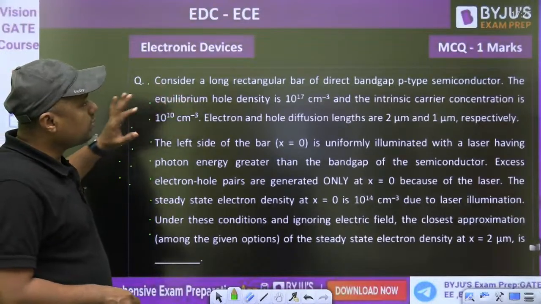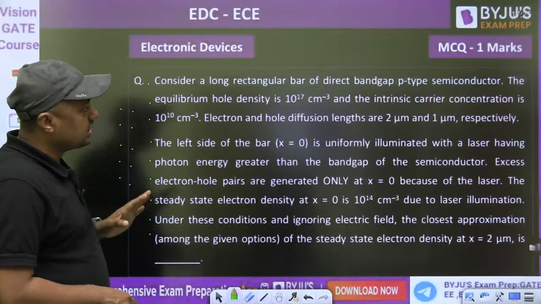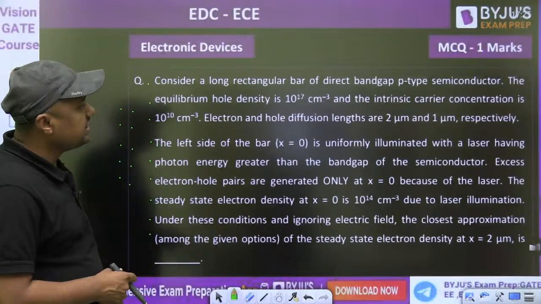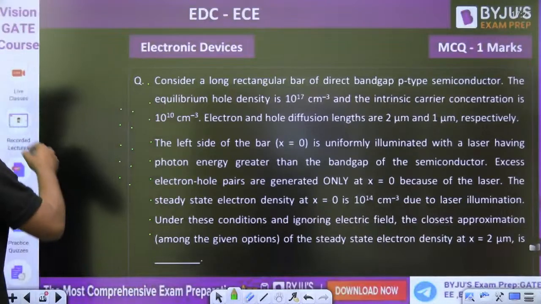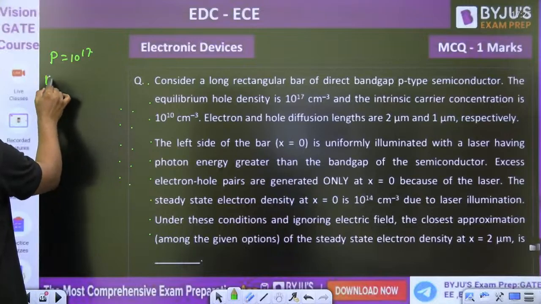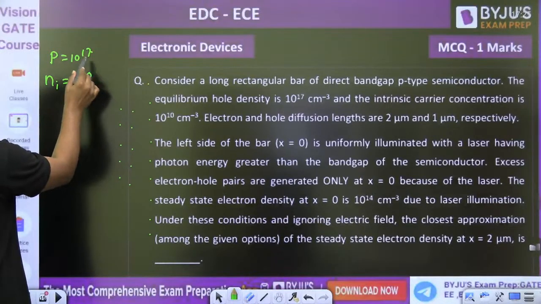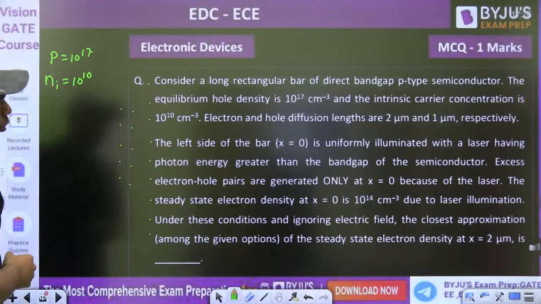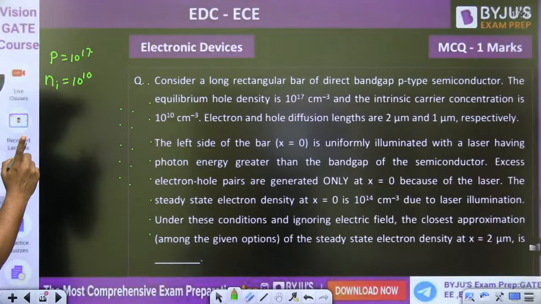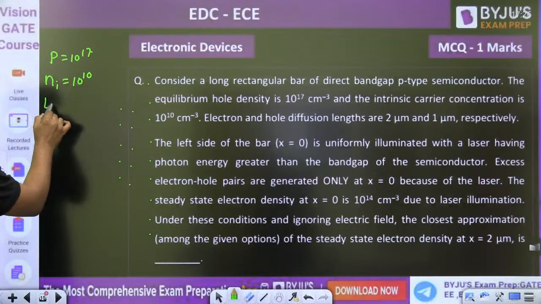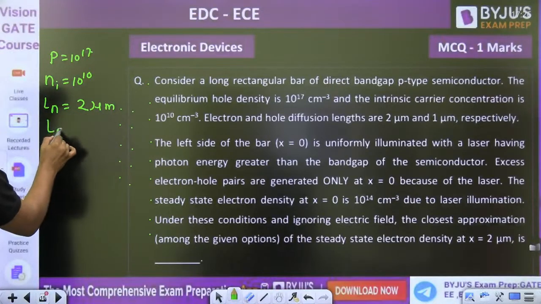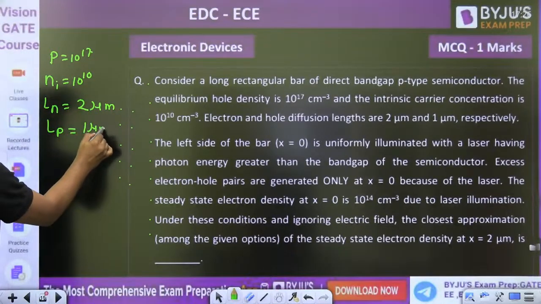Consider a long rectangular bar of direct band gap p-type semiconductor. The equilibrium hole density is 10 to the power 17 and the intrinsic carrier concentration is 10 to the power 10, very less as compared to that. Electron and hole diffusion lengths are 2 micrometer and 1 micrometer. Diffusion length Ln is 2 micrometer, Lp, this is called diffusion length, 1 micrometer.